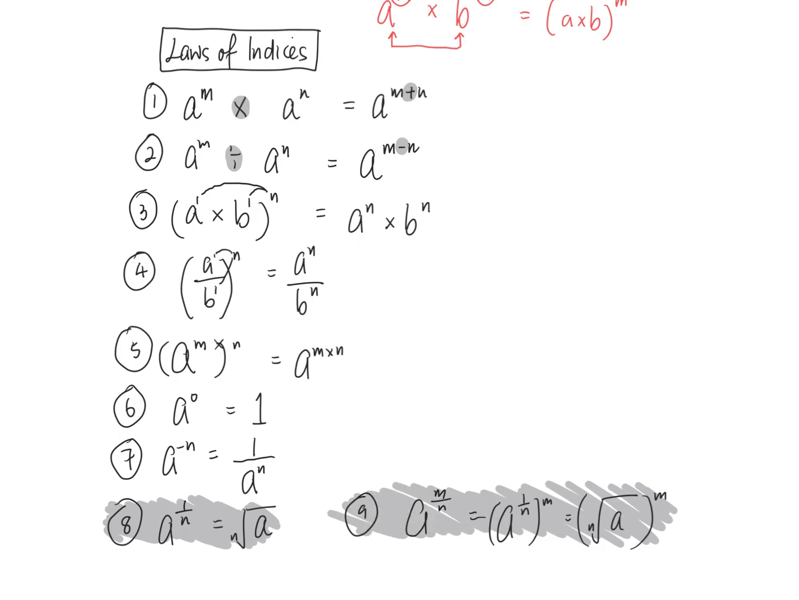I'm not sure about the 9th rule. It's just this one with power m. Take out the m, then it's the same thing. It's just this thing multiplied by itself m times. Okay, so altogether 9 laws. Make sure you remember them.